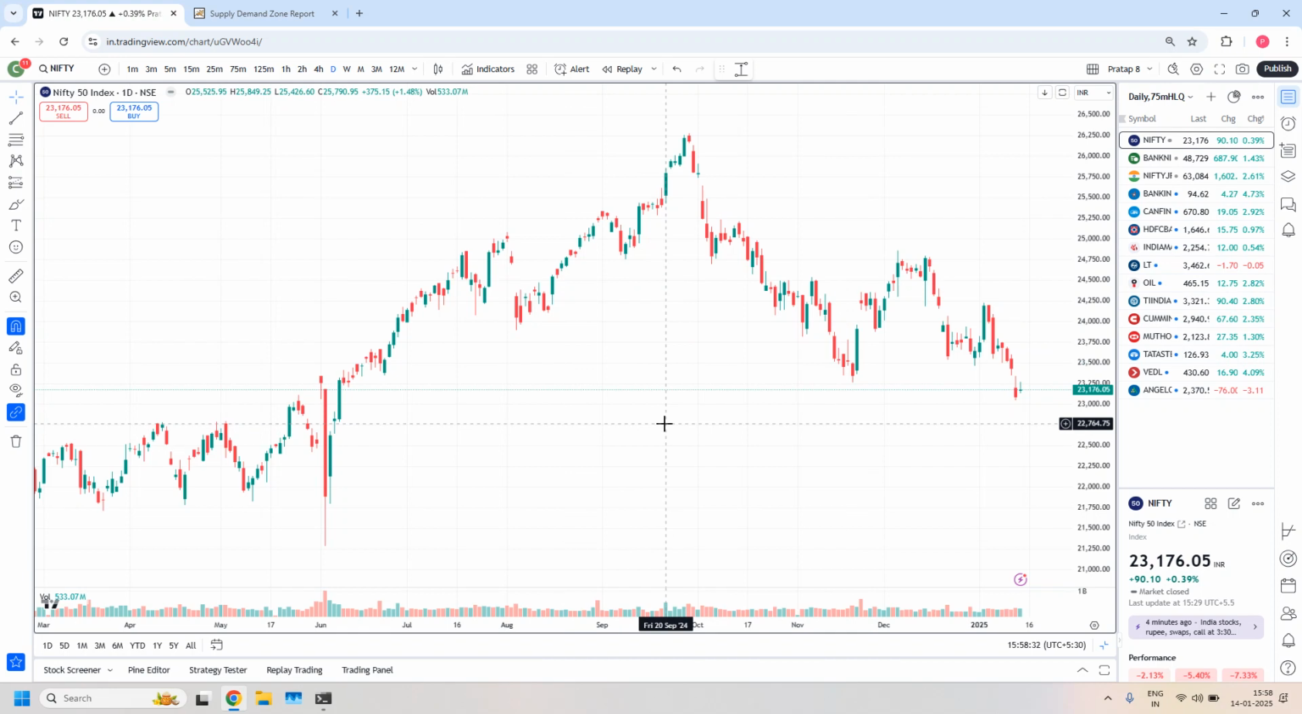I already sent a message in our Telegram channel yesterday. Now NIFTY is about to complete, or is on the way of completing, its price overextension. So first let's go to the monthly time frame.